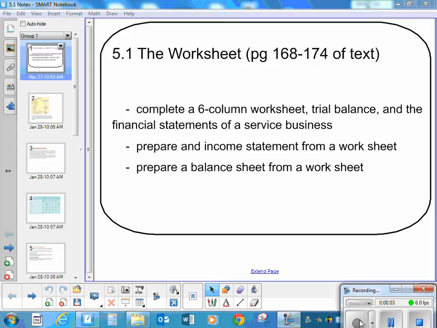5.1, the worksheet. If you're following in our textbook, page 168 to 174. Today we're going to talk about making a 6-column worksheet. And from this worksheet, we're going to be able to finish our trial balance, our financial statements, which are the balance sheet and the income statement.